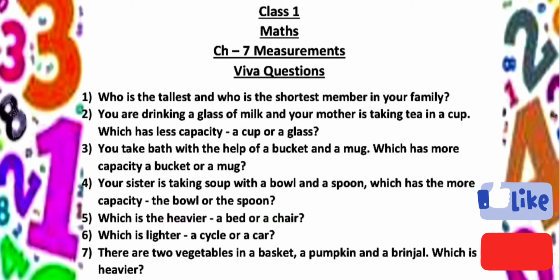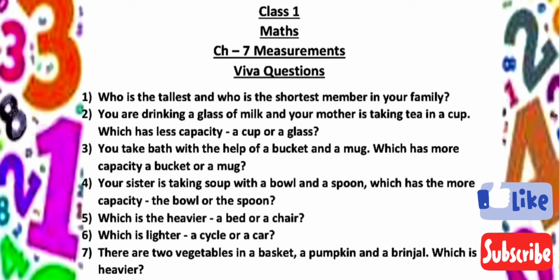Now come to the second question. You are drinking a glass of milk and your mother is taking tea in a cup. Which has less capacity, a cup or a glass? The answer is a cup because a cup has less capacity than a glass. Now the third question. You take a bath with the help of a bucket and a mug. Which has more capacity, a bucket or a mug? The answer is bucket. Why? Because a bucket has more capacity than a mug.